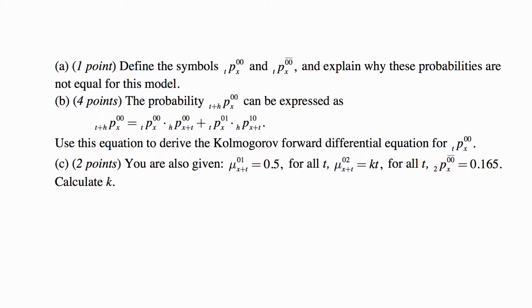We'll say it again in a moment. I just want you to be familiar with the notation because it's important. And then the probability t plus h p x 00 can be expressed as t plus h p x 00 equals t p x 00 times h p x plus t 00 plus t p x 01 times h p x plus t 10. That's what it indicates. Use this equation to derive the Kolmogorov forward equation for t p x 00.